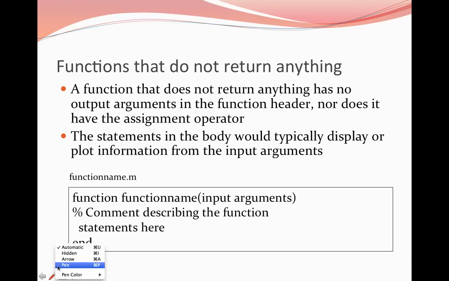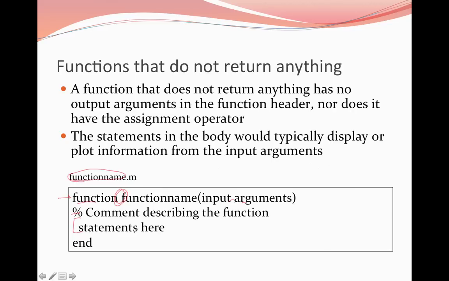Another kind of function that we can have is a function that does not calculate or return anything. So it doesn't have any output arguments in the header, nor does it have the assignment operator. So in the function, which is generically called function name, we start with the function header, which starts with the reserved word function, but then notice what's missing here. We don't have any output arguments and we don't have the assignment operator either. We have the word function immediately followed by the name of the function and whatever input arguments we need. Then we have a block comment describing what the function does, and then we have the statements in the body of the function that do whatever it is the function does, but it's not calculating or returning anything.